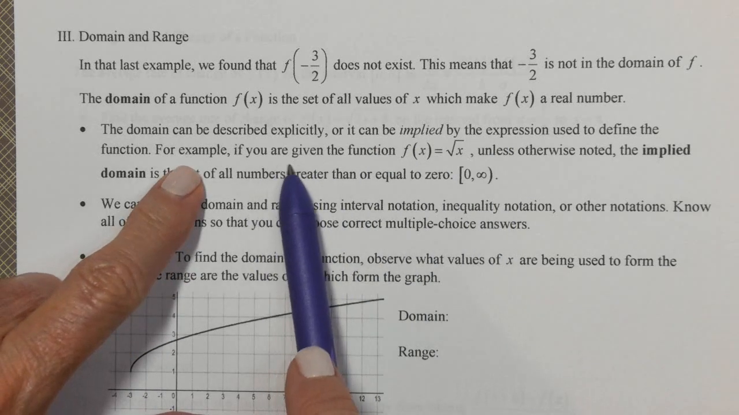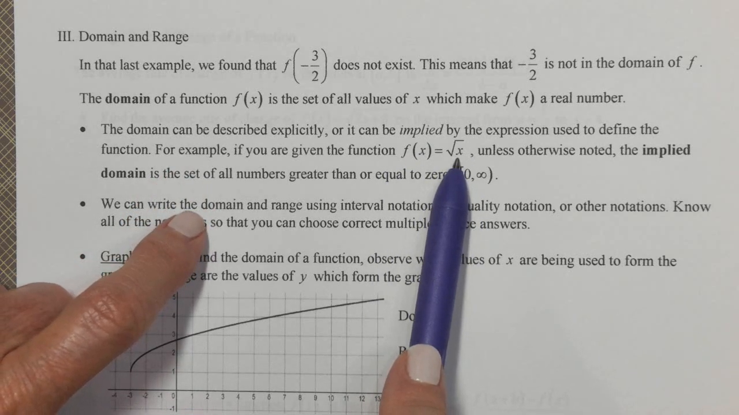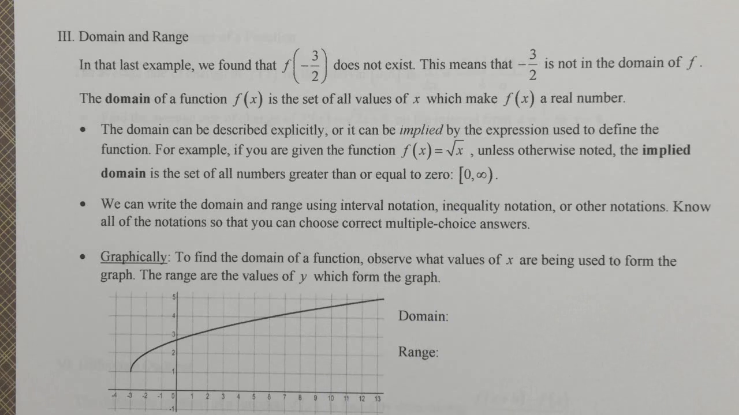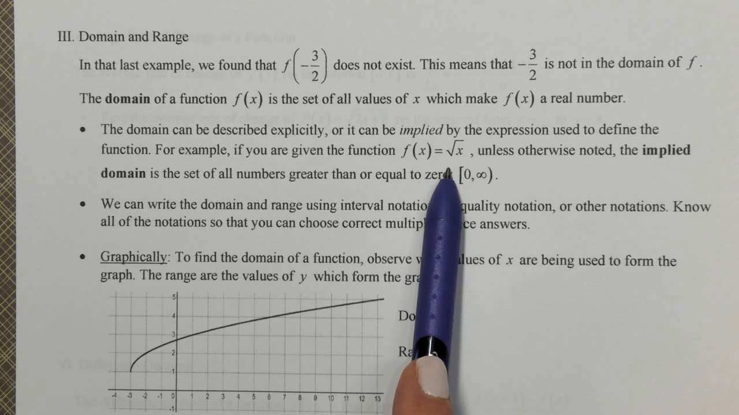For example, if I just give you this function, I am implying that the domain is all values of x from 0 to infinity, greater than or equal to 0, because that's what would make this function real. So it's implied. All right, so unless you're told otherwise, we have this implied domain.